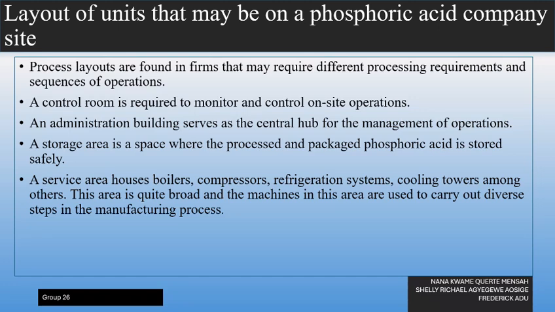There is also a storage area, which is a space where all the processed and packaged phosphoric acid is stored safely. Again, you can find a service area, and inside the service area, you can find boilers, compressors, refrigeration systems, cooling towers, among others. This area is quite broad, and the machines in this area are used to carry out diverse steps in the manufacturing process of phosphoric acid.